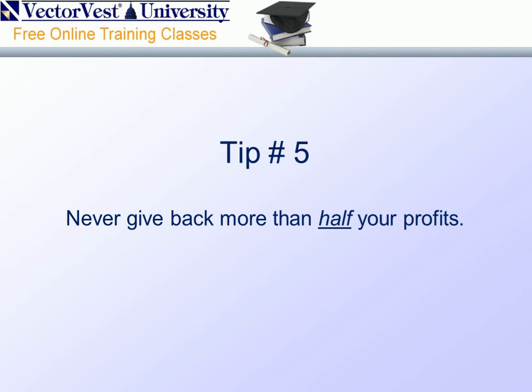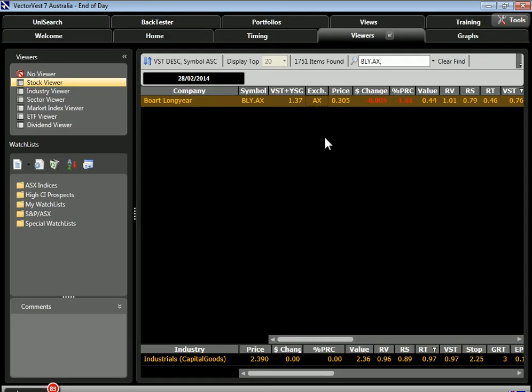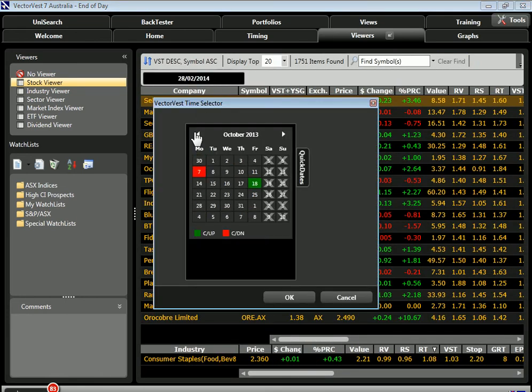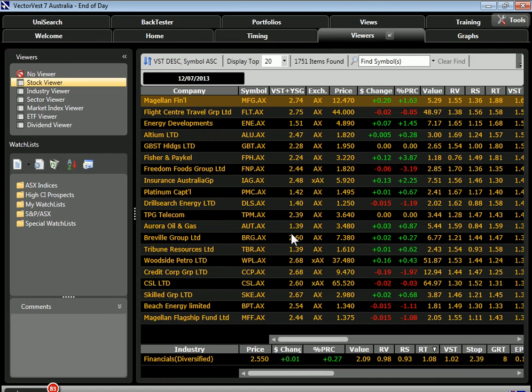Never give back more than half your profits. Well, let's do a quick example on that one. For this example, I'm going to go ahead and clear the Find in Stock Viewer. We're going to go back to, say, July of 2013. Reason for that is we received a beautiful confirmed up call on 12th of July. That would have been a great opportunity to buy some of the best stocks available, and those best shares are found right at the top of Stock Viewer each and every single day.